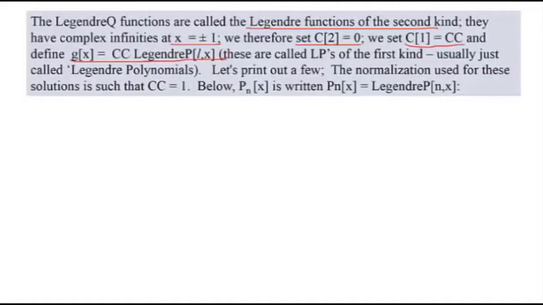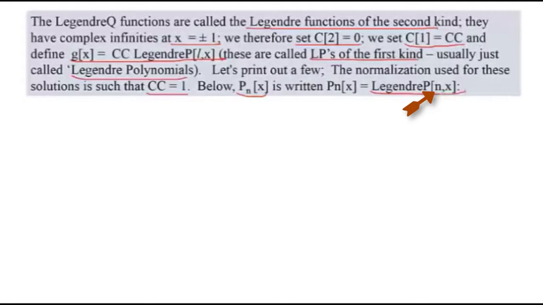times the Legendre polynomial. These are polynomials, by the way. L and x are the parameters. These are called the Legendre polynomials of the first kind, and usually because these are so common, we call them the Legendre polynomials. Well, let's look at a few. The normalization used here is that this CC is equal to 1. So we're going to write them first in terms of an x variable. Remember, this is cosine theta. And so we will write P sub n of x is equal to this quantity here, the Legendre polynomial.